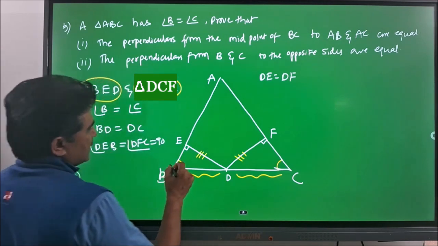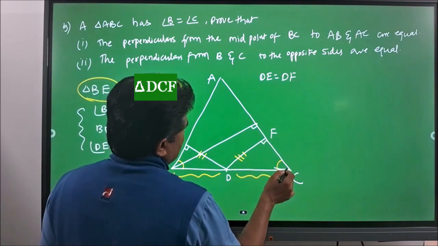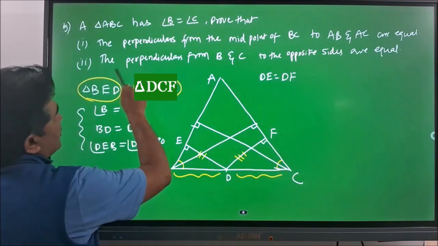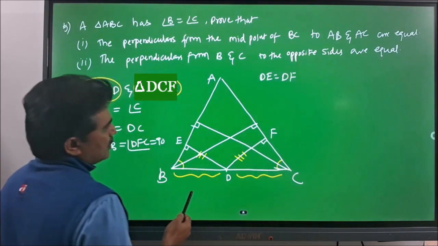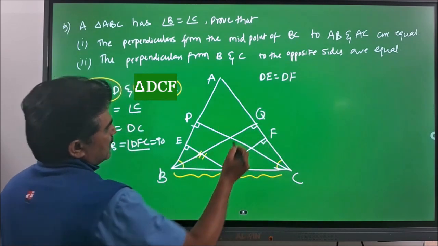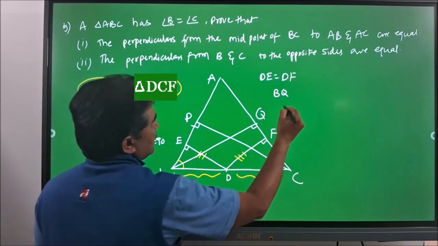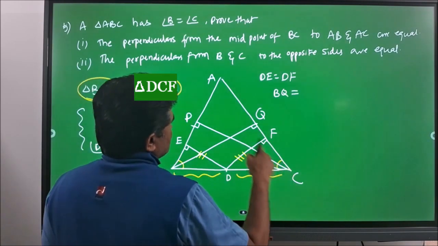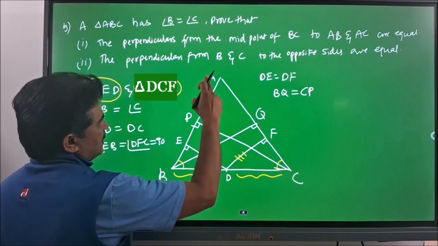And the second question is the perpendiculars from B and C. So for example, if you draw a perpendicular from B to AC like this, and here the perpendicular from C, the perpendiculars from B and C to the opposite sides are equal. So let them be P and Q. So we need to prove BQ, that is the perpendicular from B to AC, is equal to CP, which is the perpendicular from C to AB.